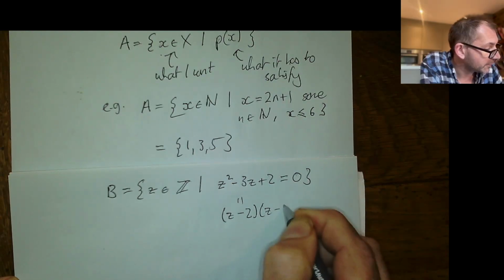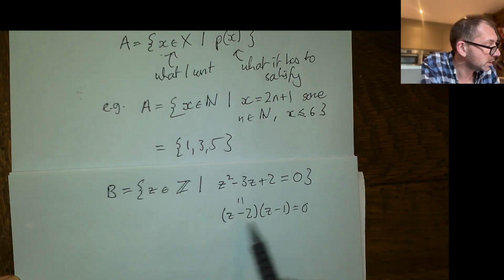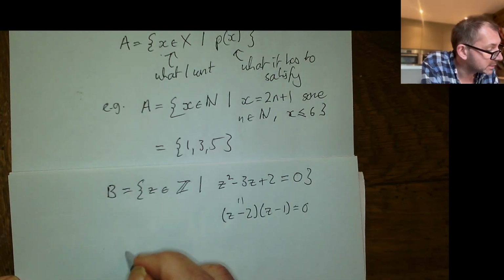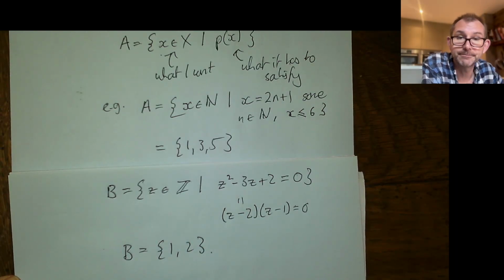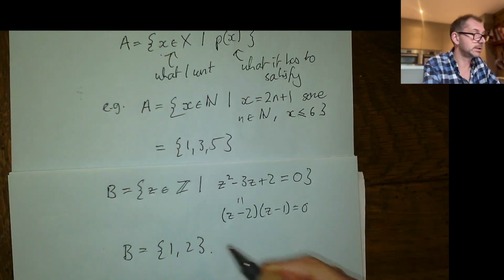It factorizes as so, and from that you can see if this is going to work, I need Z to be equal to 2 or 1. So I can convert this description into list form by just saying what the solutions are here, and they're 1 and 2. So that's converting from predicate into list form.